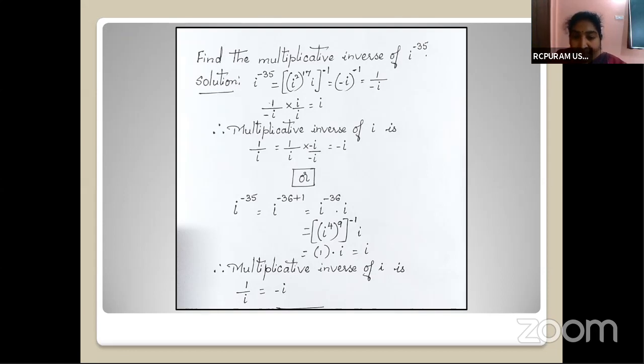In the second method, the only change is I power minus 35, we are writing it as i power minus 36 plus 1. Why this 36? See, 36 is a multiple of 4, and i power 4 is 1. So directly 1 power 9 gives me 1. So this is one of the styles of doing the problem.